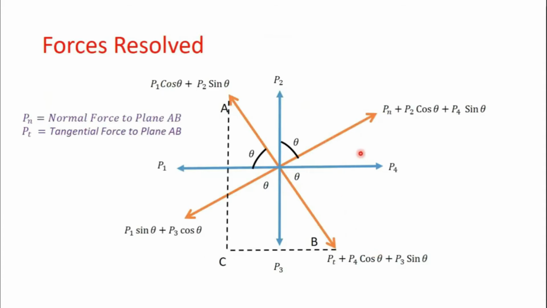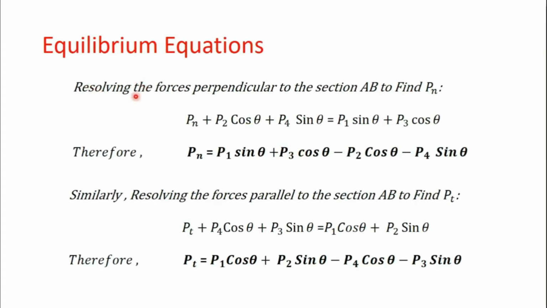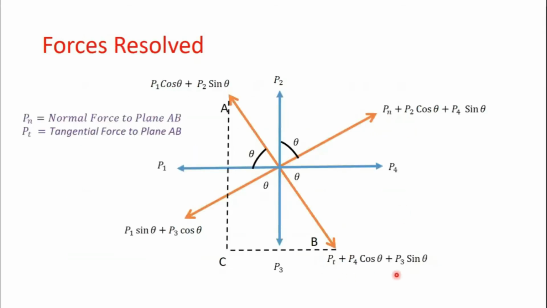Now what we have to do, since the whole element is in equilibrium, neither is it moving upside, downside, nor is it rotating, so as per Newton's law, all the forces along these brown lines are in equilibrium. So we will balance all these opposite forces and form an equilibrium, and that's what we have done. Equilibrium equation resolving the forces perpendicular to the section AB. So Pn plus P2 cos theta plus P4 sin theta equals P1 sin theta plus P3 cos theta. You can see here in this equation, Pt plus P4 cos theta plus P3 sin theta is equated to P1 cos theta plus P2 sin theta, and similarly along this equation.